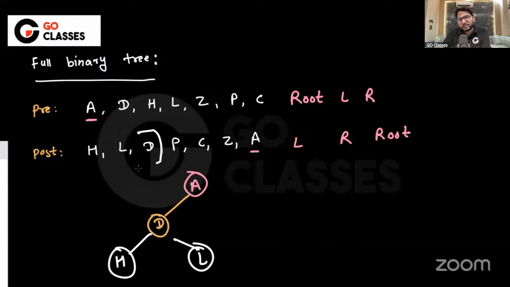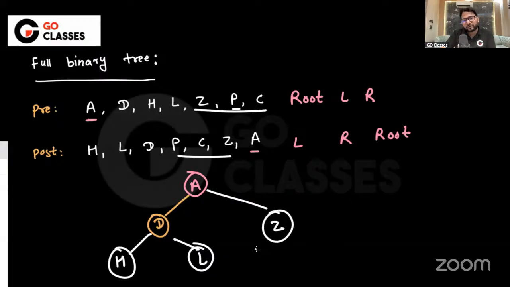Post order says that root is the end. So from here you got to know this is the thing, right? Now P, C, Z is remaining only. Yes, these three are remaining. Among these three, they will be on the right. So Z is root, and left is P, very easily observable, and right is C. From anything you can say.